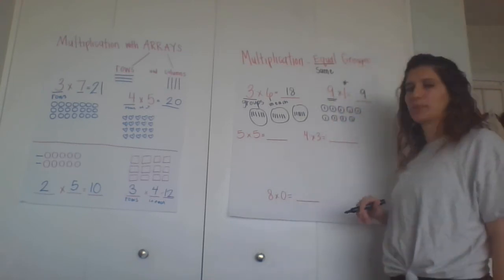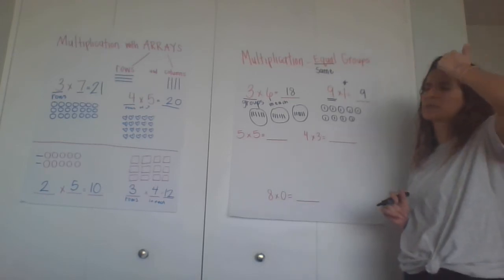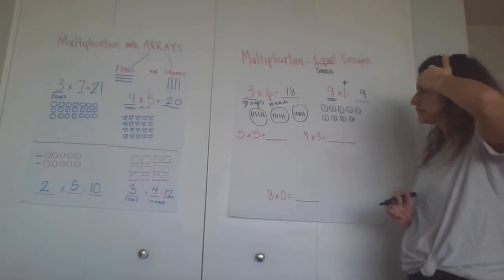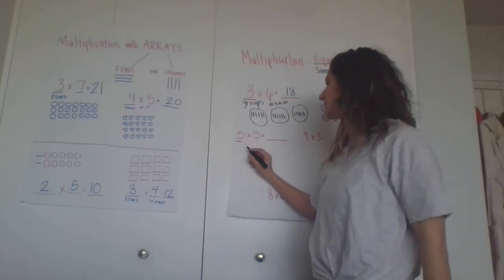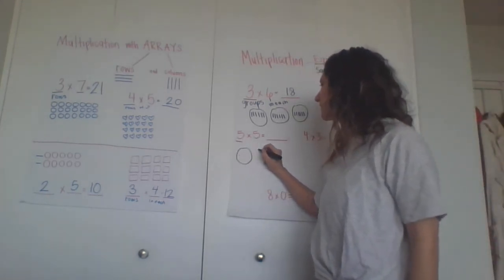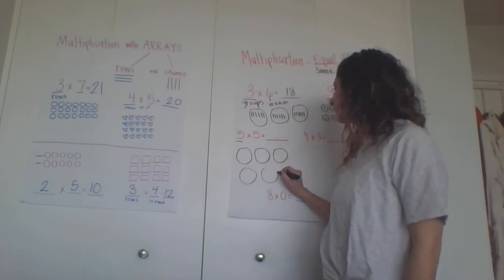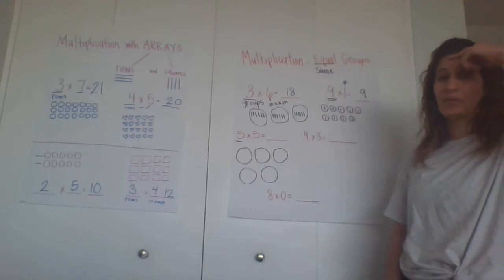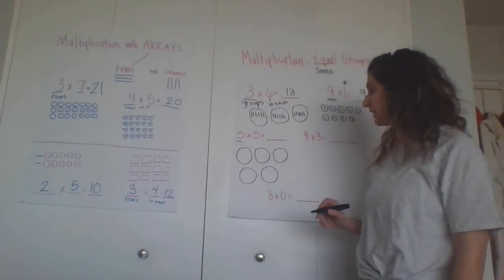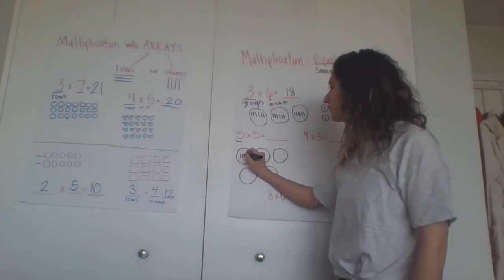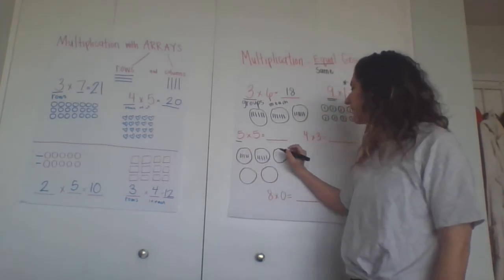Okay, we've got 3 more problems to do. 5 times 5, I want you to think to yourself, how many groups am I making right now? Looking at my problem, 5 times 5. Ooh, first number is how many groups? So I'm going to make 5 groups. 1, 2, 3, 4, 5. Now think to yourself, how many are going to go in each group? It's my second number, 5. 1, 2, 3, 4, 5. Do this with me.